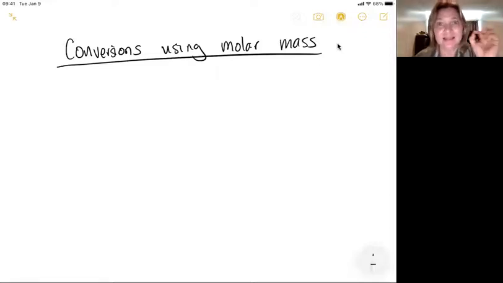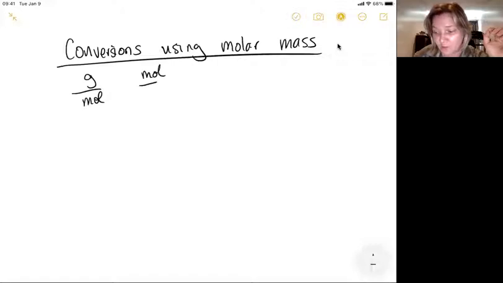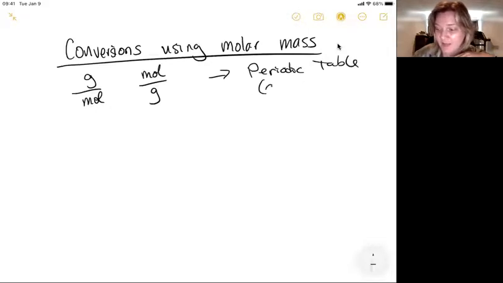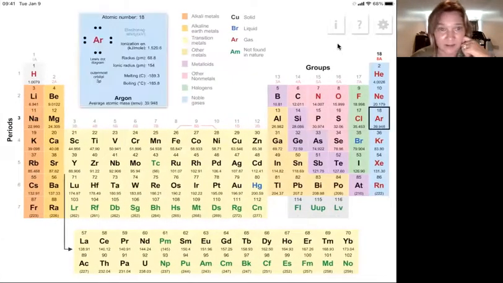Okay, the second conversion factor based on atoms that I want to talk about and how to use it is conversions using molar mass. Now, remember that molar mass, the unit is grams per mole, which could also be moles per gram, depending on what you start with and what you're being asked to find. And also remember that this all comes from the periodic table, and it's the same as atomic mass or mass number.